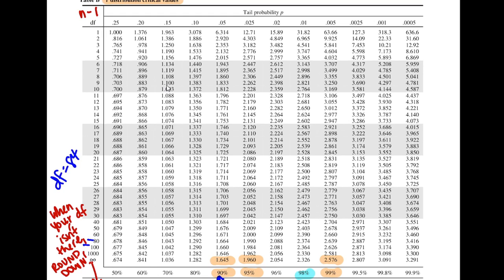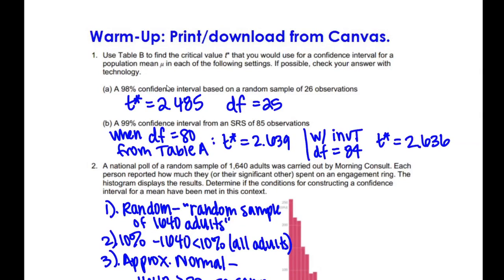And then this was 99%. So 80 right here is the one that we'll use, 99%, and that's 2.639 is where I got that. We call it the conservative DF when we round down like that. So when you do use that, just make sure you write what the DF is. Oops, and I wrote from table A. I knew I had seen that. There we go. Table B, my bad. Make sure you indicate that you used that DF.